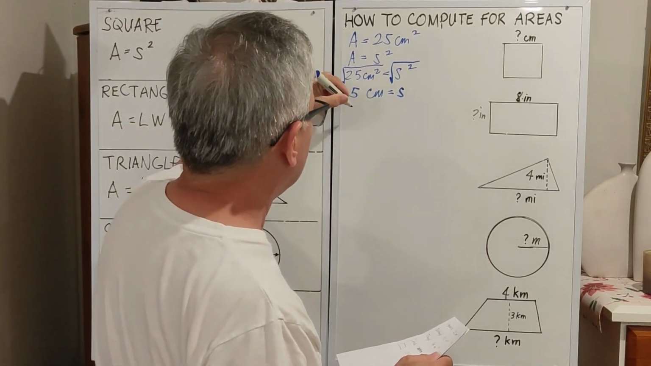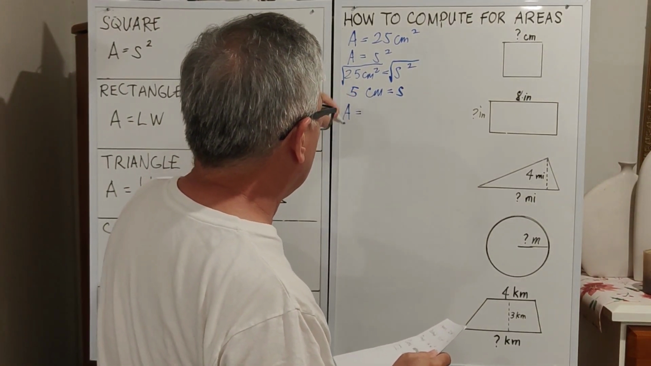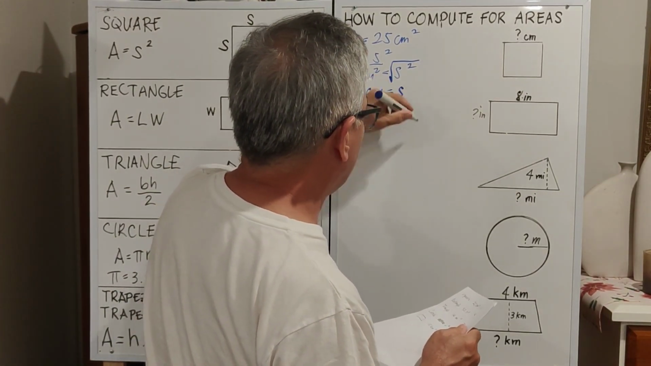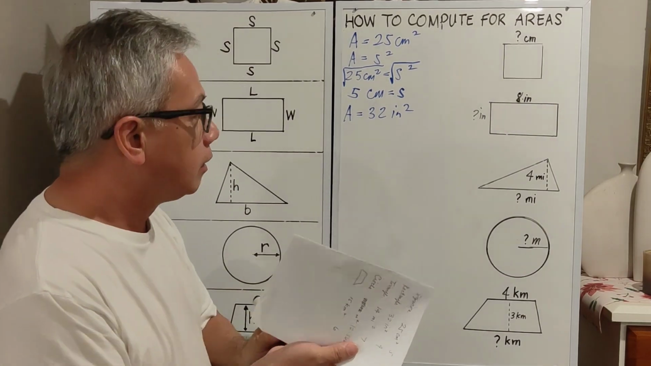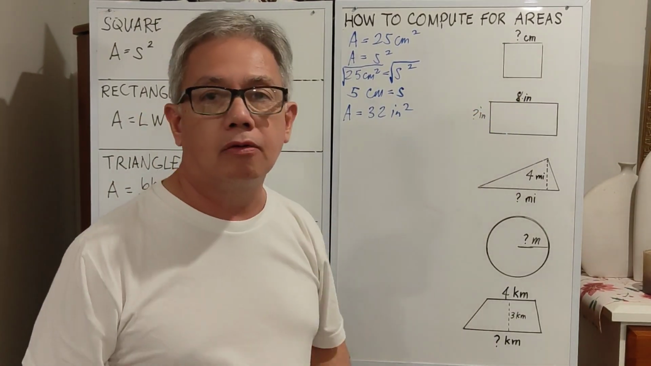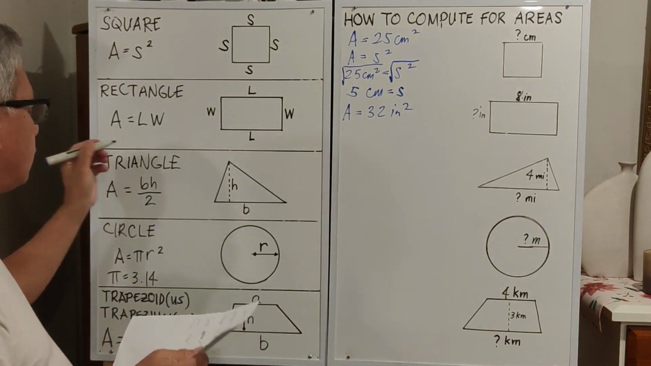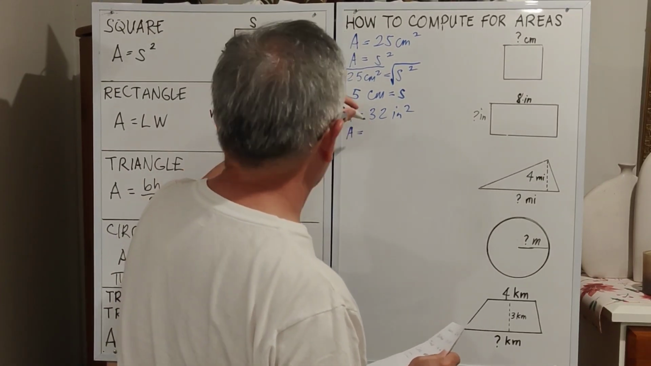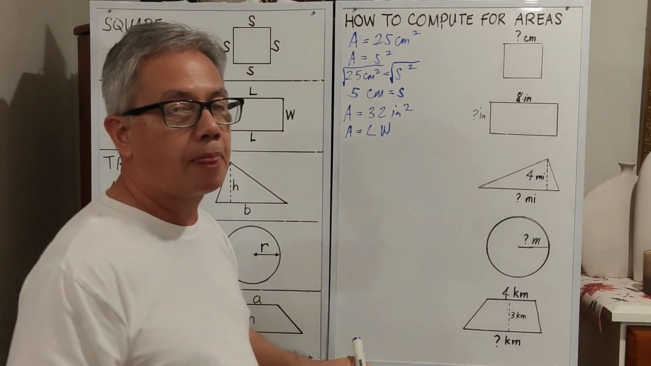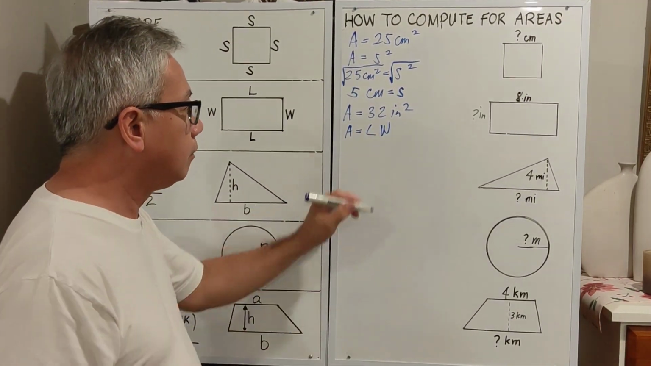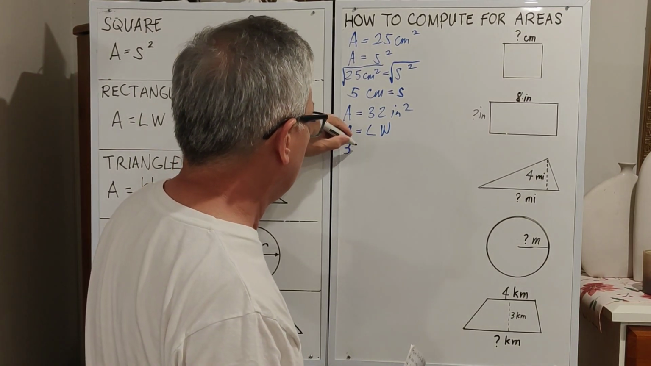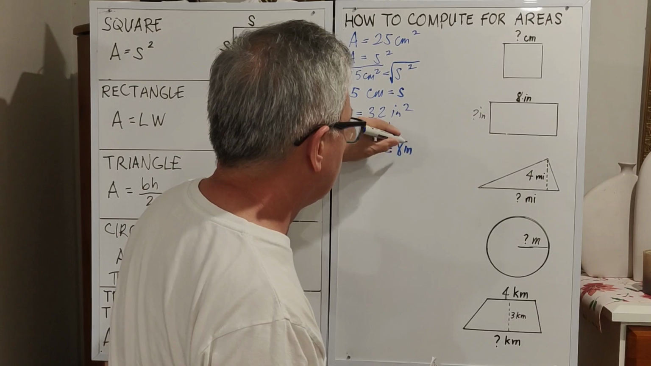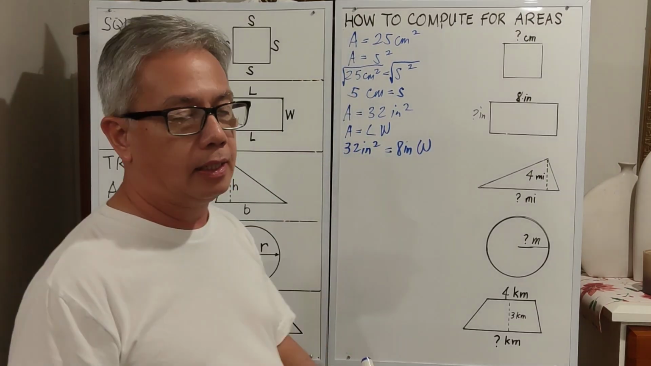If the rectangle's area is 32 inches squared and the length is 8 inches, what is the width? So first we need to write the formula for the rectangle. Area is equal to length times width. So we just plug in the values. The area, 32 inches squared, is equal to the length, which is 8 inches, times the width.